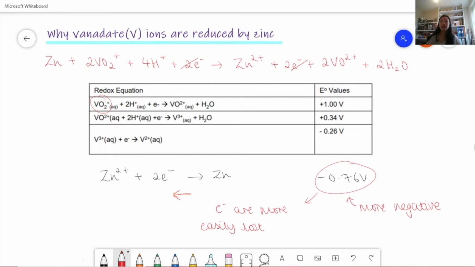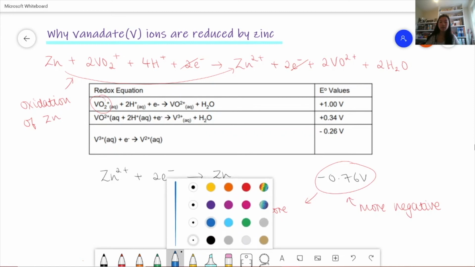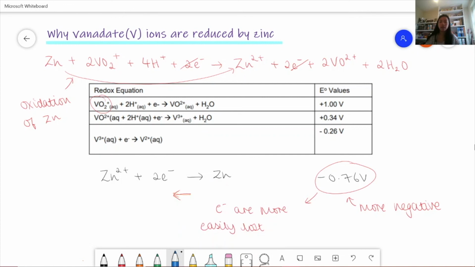So the zinc is being oxidized to form Zn2+ here. This is oxidation of zinc. And this vanadate is being reduced to form this VO2+ ion.